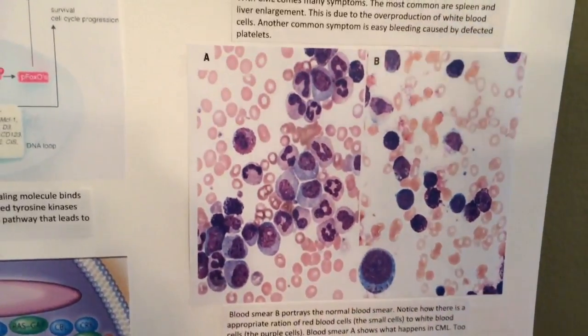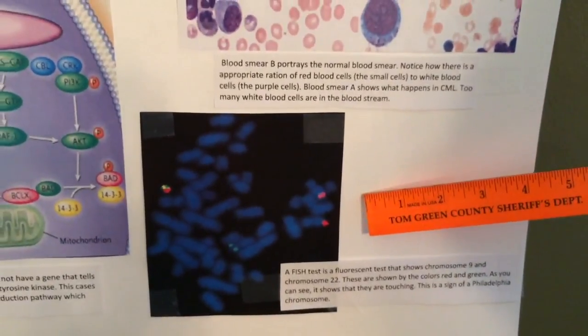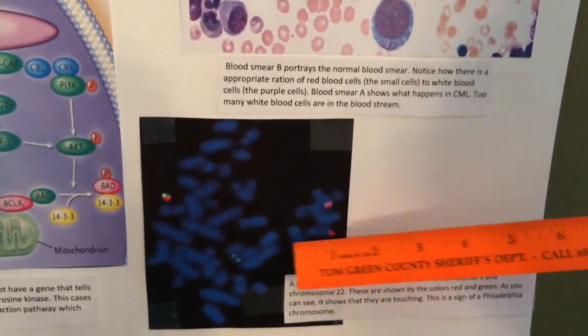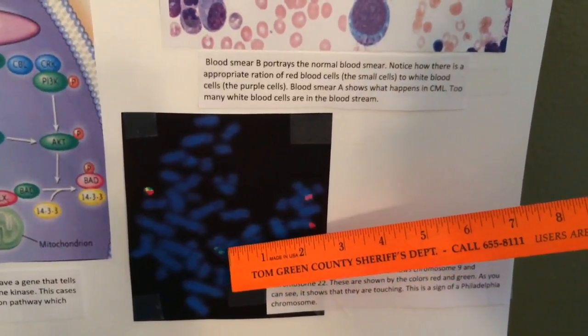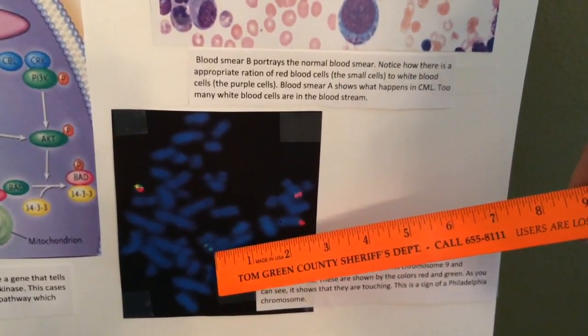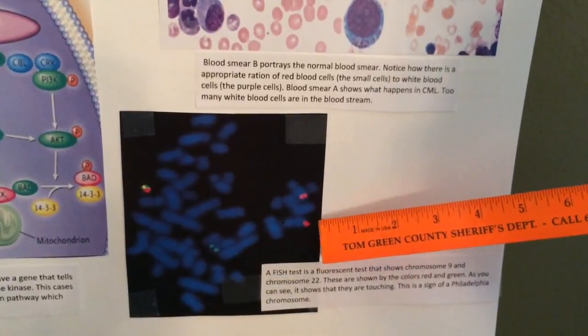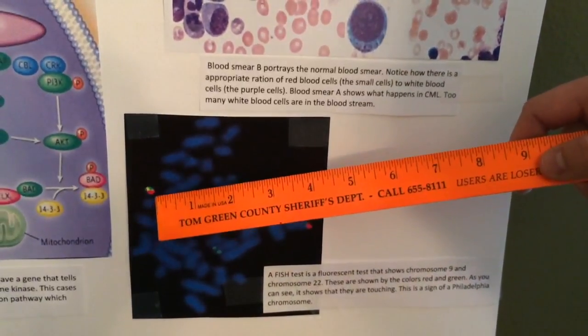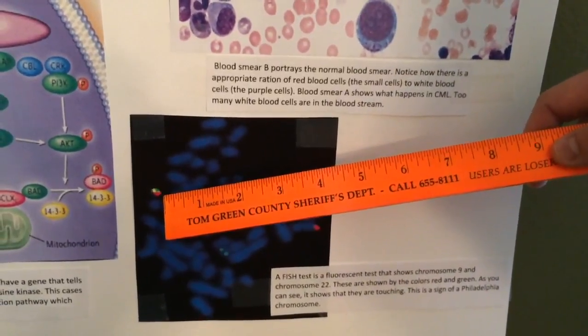Another way is to have a FISH test, which is a fluorescent test that shows chromosomes 9 and 22. This green fluorescent color is chromosome 9, and this is 22. But when you see that they are attached, then you see that both of them can show up together.